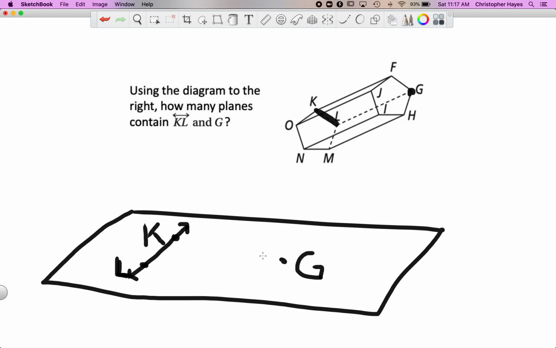Okay, but I have 3 points, K, L, and G, and it takes 3 points to make a plane. In fact, at least 3 non-collinear points make up a plane. Again, like 3 points on a stool. So how many planes contain KL and G? Well, there's only one. Only one plane contains KL and G. So that's the answer for that one.